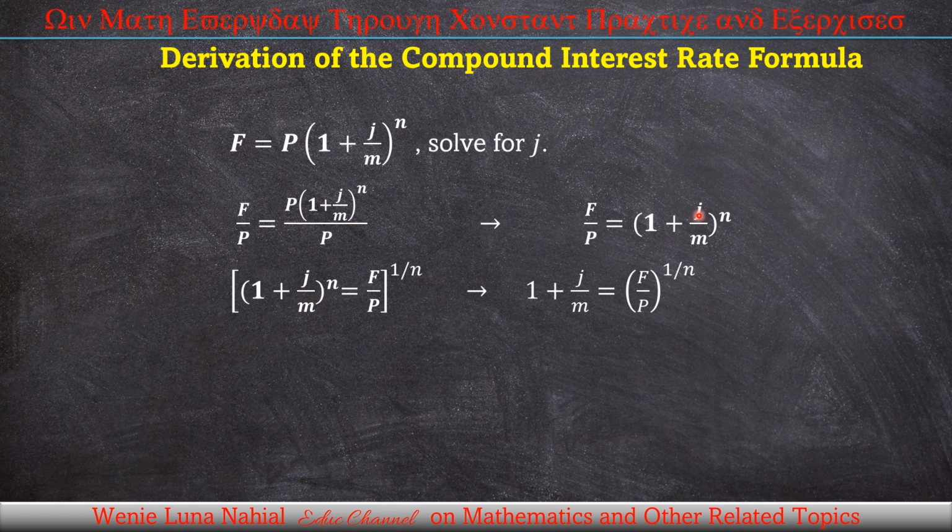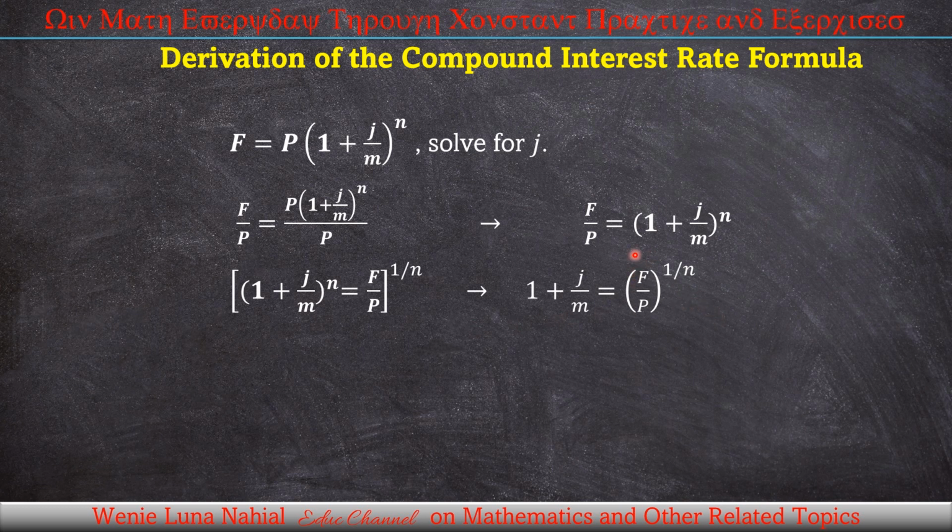Now, for us to solve for J, we have to get rid of this exponent N. So what we have to do is raise both sides by 1 over N so that this will become 1. Okay, so raising this by 1 over N, this becomes 1 plus J over M. Then this F over P is raised to 1 over N. So this is the result.